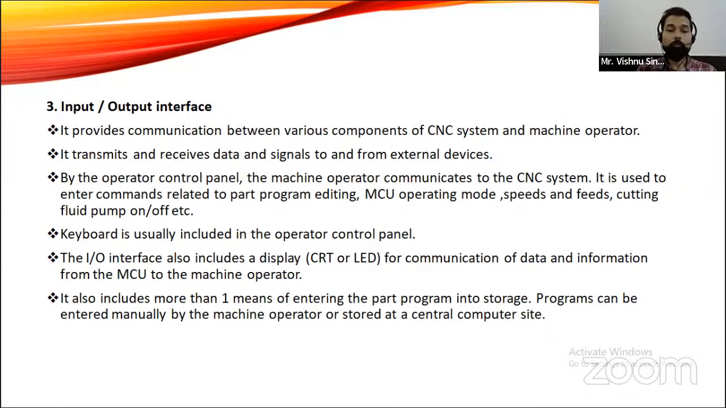The input output interface also includes a display. Earlier, the CNC machines that we used had a CRT display, but nowadays they have been replaced with LED displays for communication of data and information from the MCU to the machine operator. What exactly does CRT mean? CRT means cathode ray tube. Earlier the display was based on cathode ray tubes, but nowadays the display we use is LED. It also includes more than one means of entering the part program into storage. The programs can be entered manually or stored at a central computer site.